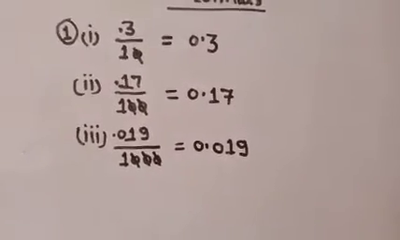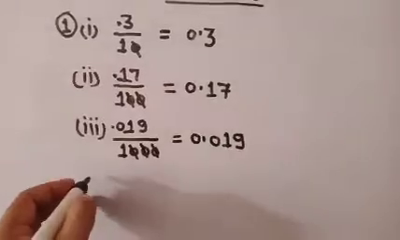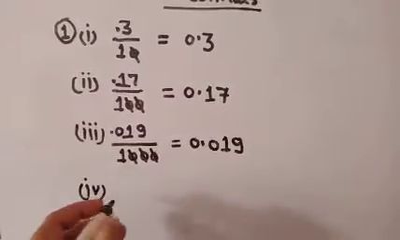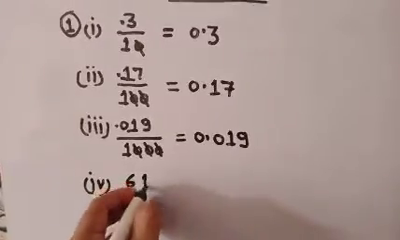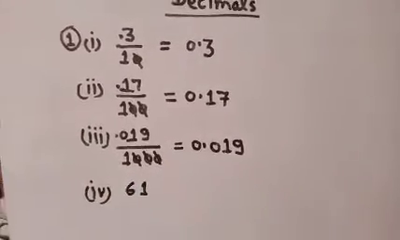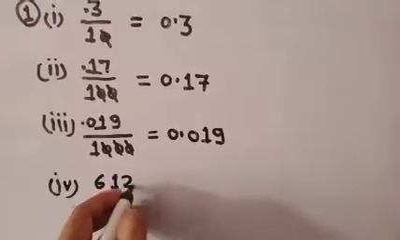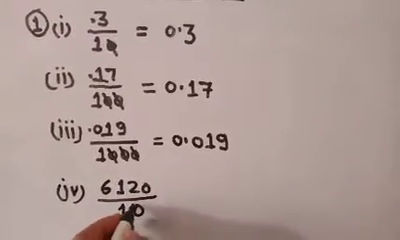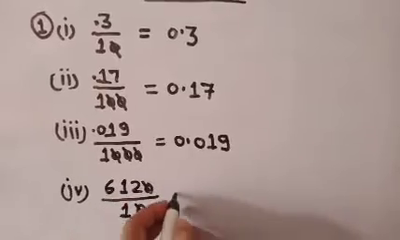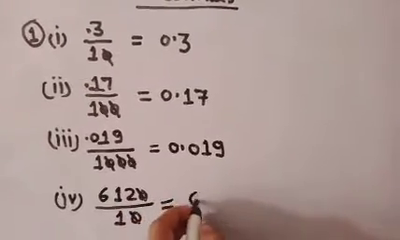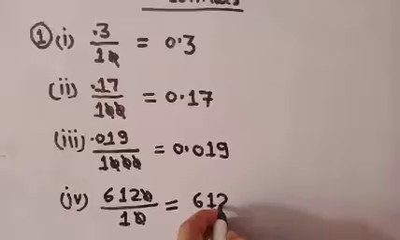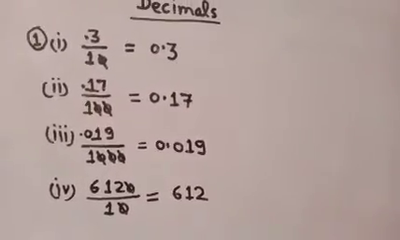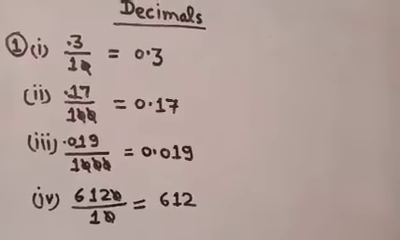Now another example is 6120 upon 10. Here skip the 1 0 and mark there is no decimal, 612. I hope you will understand this part.